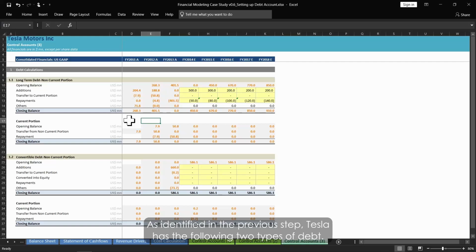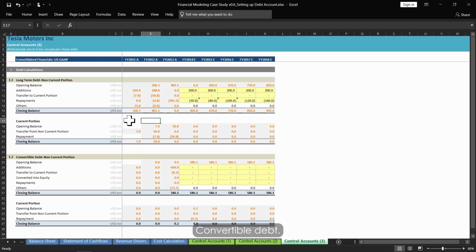As identified in the previous step, Tesla has the following 2 types of debt. 1. Term debt. 2. Convertible debt. So, the user needs to create similar structure for both type of debts as presented here, including both current and non-current portion.